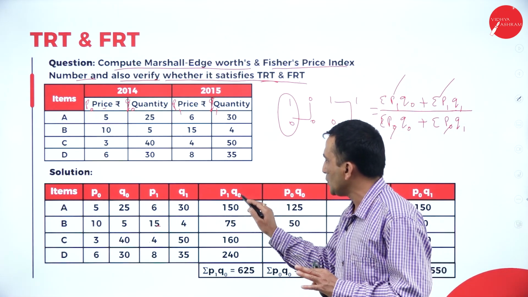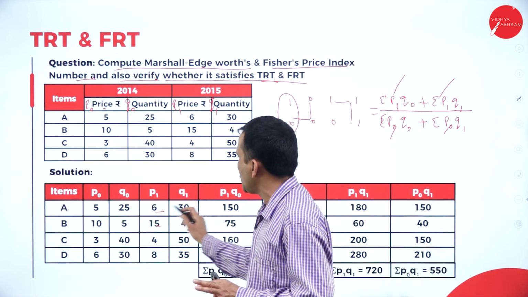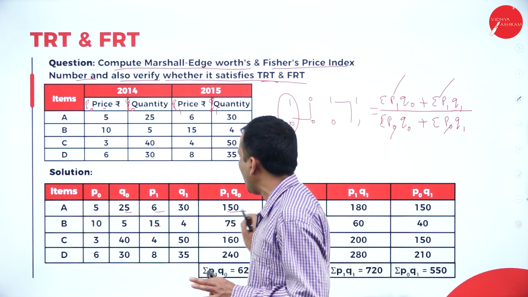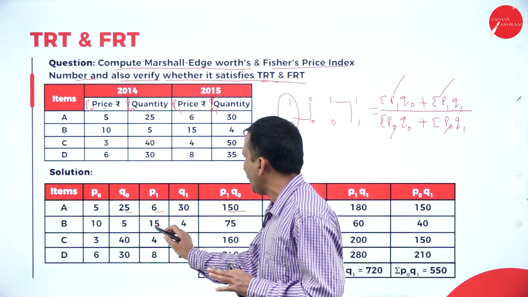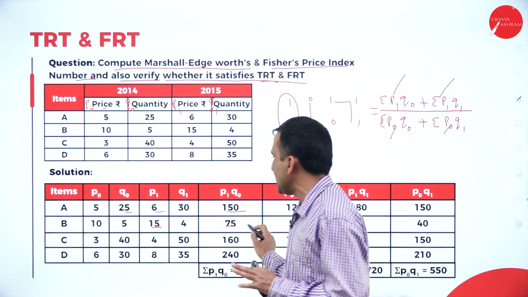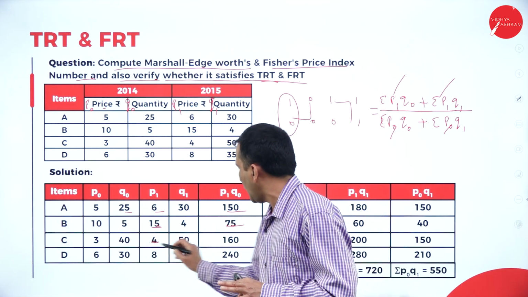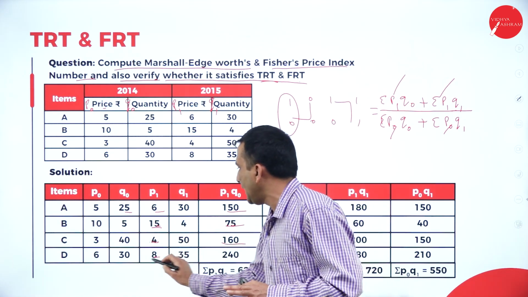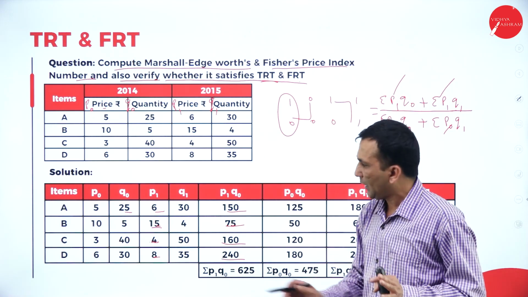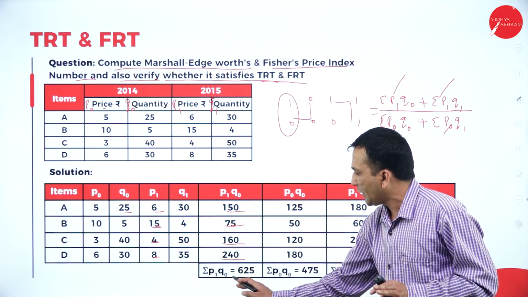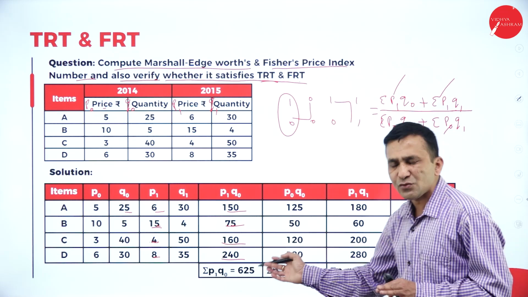So here P1 Q0: the P1 value 6, Q0 value 25. If you multiply, you are getting 150. And again the P1 value 15, 15 into 5, we are getting 75. Again 4 into 40, we are getting 160. We are getting 8 into 30, which is 240. Now take the total, sigma P1 Q0 value. We got the value 625.